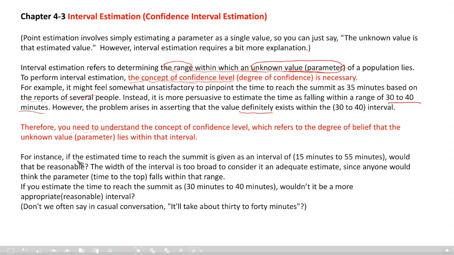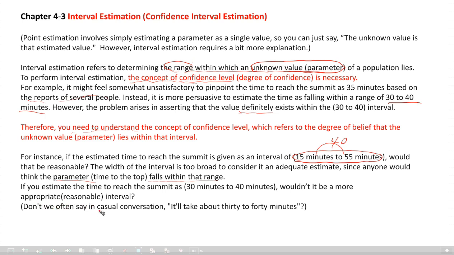For example, if the estimated time to reach the summit is given as an interval of 15 minutes to 55 minutes, wow, would that be reasonable? No way. Why? The width of the interval is too big, a 40-minute interval. Everybody knows it will take between 15 and 55 minutes. So the width of the interval is too broad to be an adequate estimate, since anyone would think the parameter, the time to the top, falls within that range. So it is useless. If you estimate the time as 30 minutes to 40 minutes, wouldn't it be a more reasonable interval?